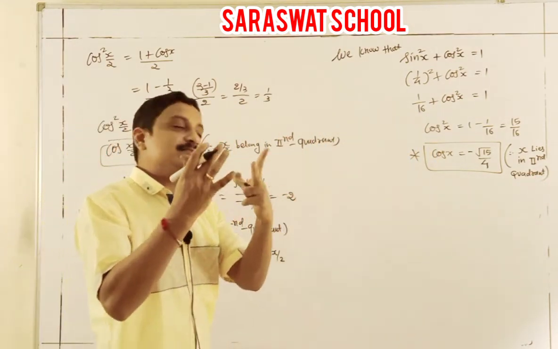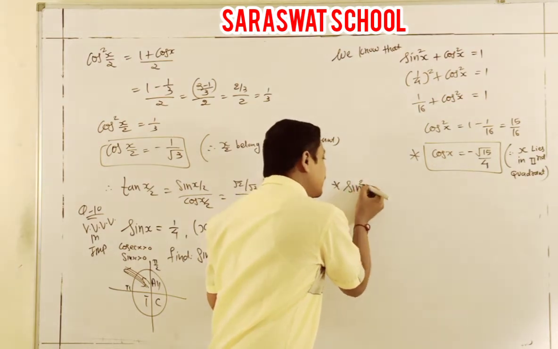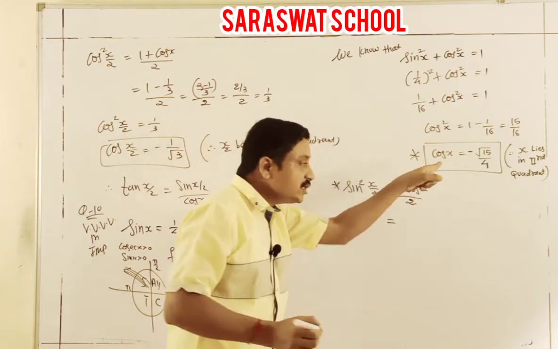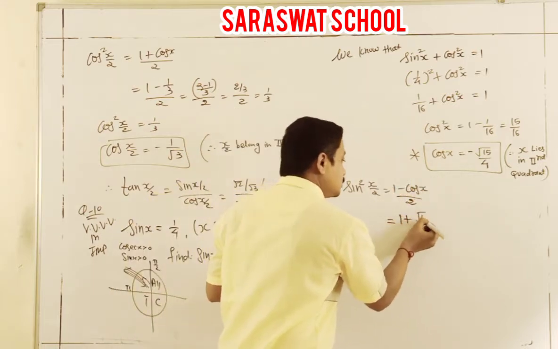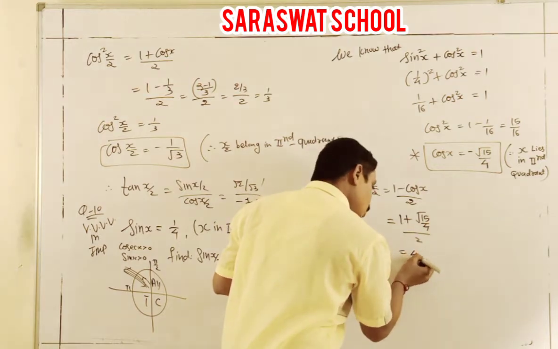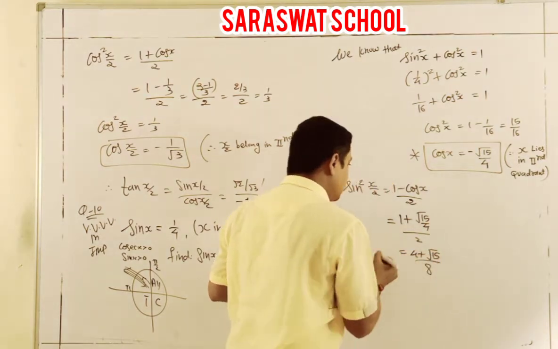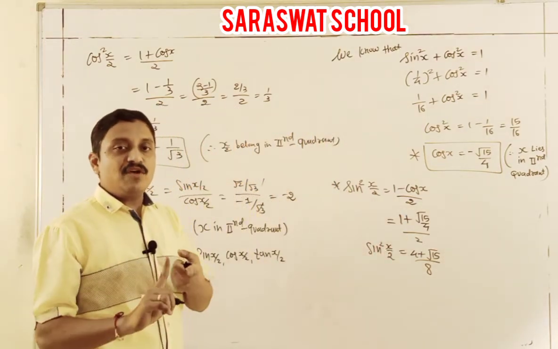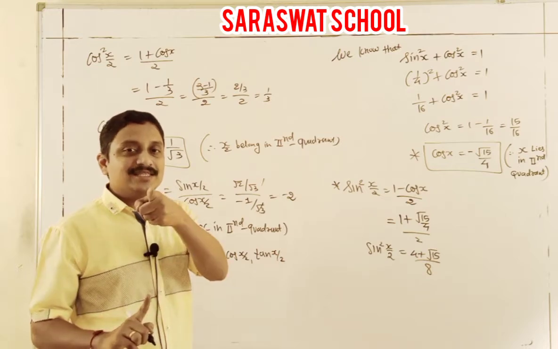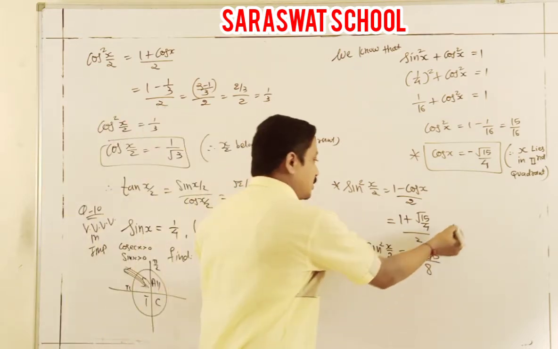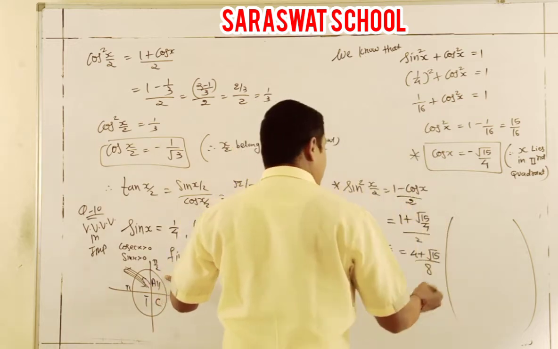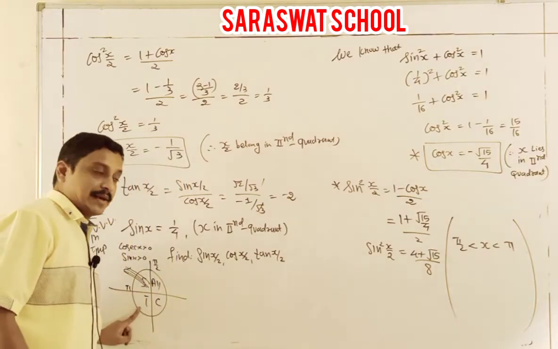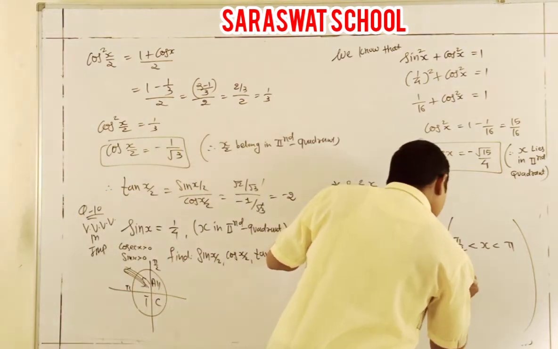Now I start systematically our fifth group, sin square x by 2, which is 1 minus cos x by 2. Putting in their values, 1 plus root 15 by 4, so 4 plus root 15 by 8. It is sin square x by 2. Now, whenever you take a square root, your answer is either positive or negative. So I get the condition. Students, you are here, pi by 2 to pi, this is the x value. I want x by 2, dividing by 2 each.